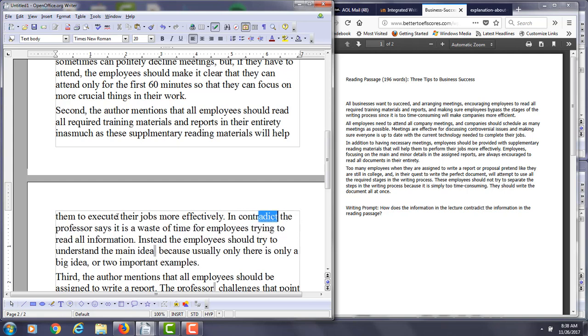I'm going to use the word in contrast. Why am I doing that? You usually, when you put but or and at the beginning of a sentence, it makes it a little bit less formal because you're using a coordinating conjunction in the place of a transition word. But a transition word, I think, is better in this case. So it says, in contrast, the professor says it is a waste of time for employees trying to read all information.